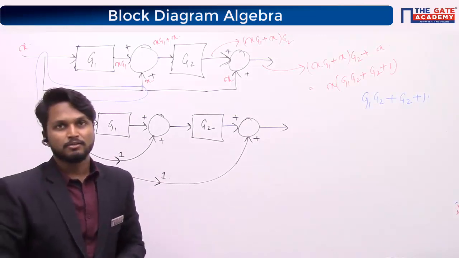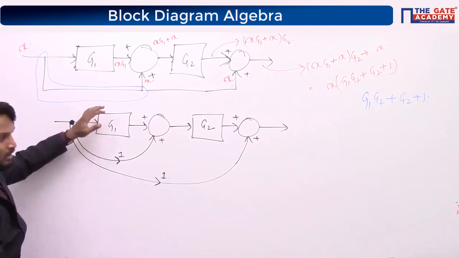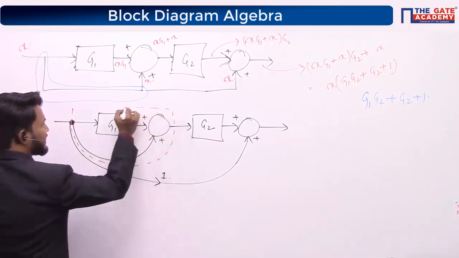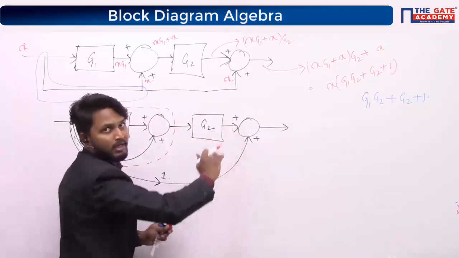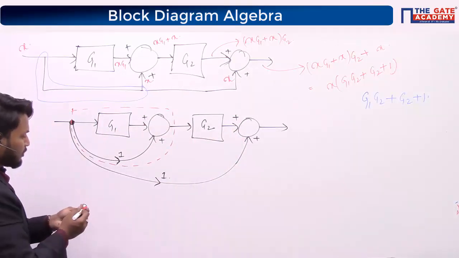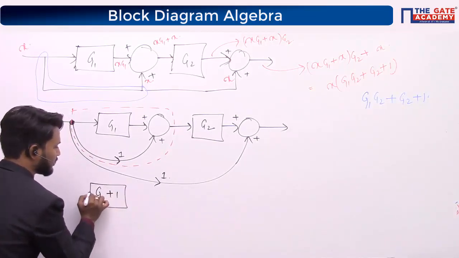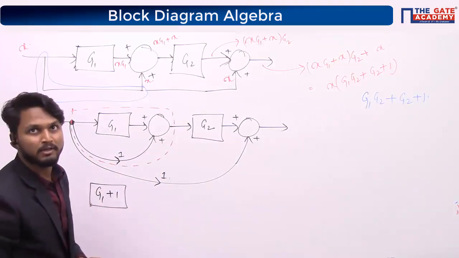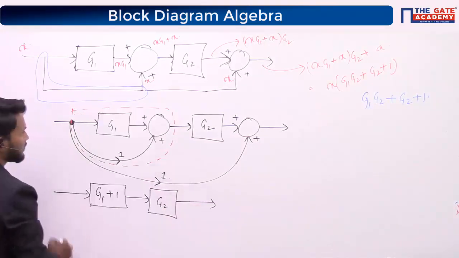You can clearly see this and this are in parallel. This particular section is in cascade with G2. So this entire thing is in parallel with one again. If this and this are in parallel, G1 plus 1, you will get a block like this. So this red marked section is nothing but simply G1 plus 1. This is cascaded with G2.